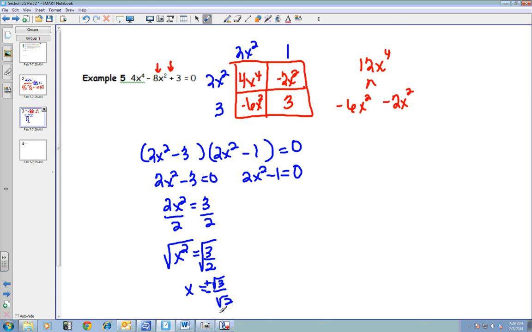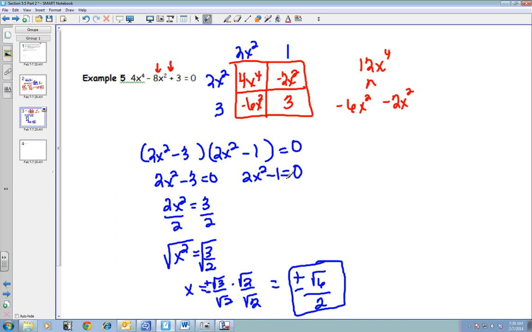The rules are I can't have a radical in the bottom, so I'm going to multiply the top and the bottom by the square root of 2. So I get plus or minus square root of 3 times the square root of 2 is the square root of 6. Square root of 2 times the square root of 2 is the square root of 4, or 2. So that's my answer for that one.